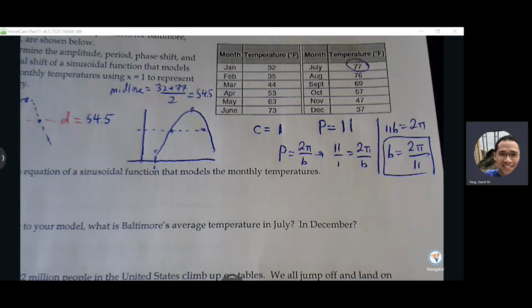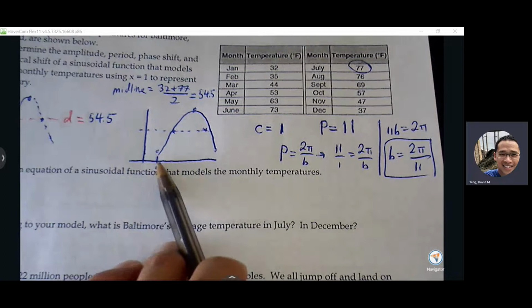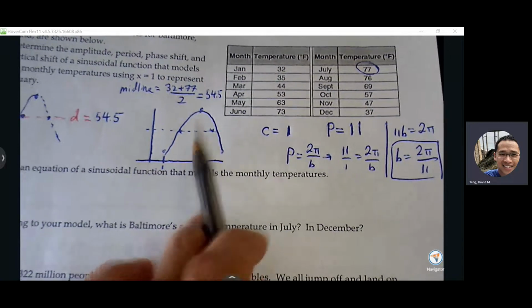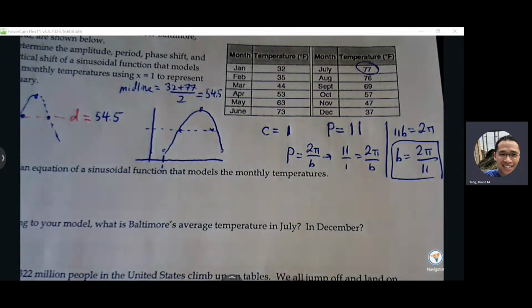Okay, so we're still going to target cosine, but we know it's reflected, it's been shifted. So we have our A, B, C, and D values. Let me list them all out.